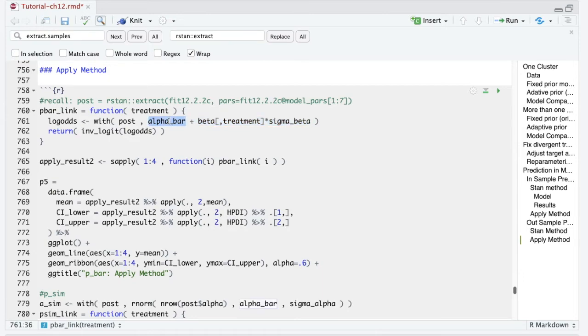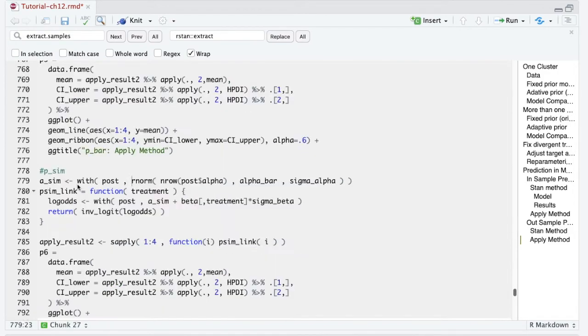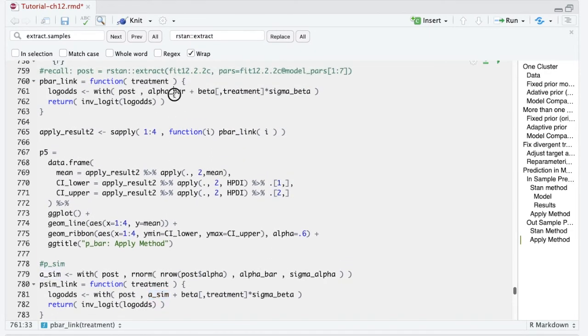We only need alpha bar plus beta treatment times sigma beta to calculate p bar. For p sim, it's a little bit different because we need some random samples from the normal alpha bar, sigma alpha distribution. To make the code easier to read, I draw the normal samples outside the link function. In this line of code, I draw 2000 samples from 2000 pairs of alpha bar and sigma alpha, which means 2000 normal distributions. And I put asim in the link function for the p sim prediction and replace the alpha bar in the p bar link function.